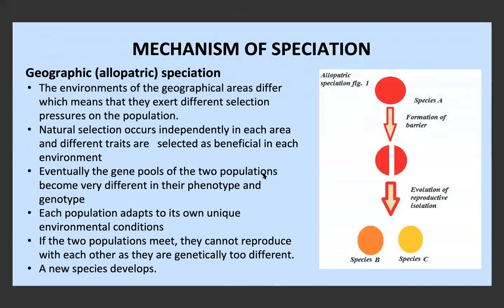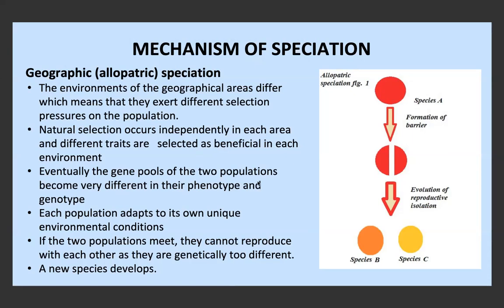The environments of the geographical areas differ, so there might be different selective pressures placed on the population. Natural selection occurs independently in each area, so just because it's happening in one area doesn't mean the same selective pressures or the same mutations are happening in the other area, and different traits are selected for as beneficial because each environment is different. For example, one environment might have very tall trees, so something like long necks may be beneficial, whereas another environment may just have short little bushes and grasslands, so then organisms wouldn't evolve with long necks.